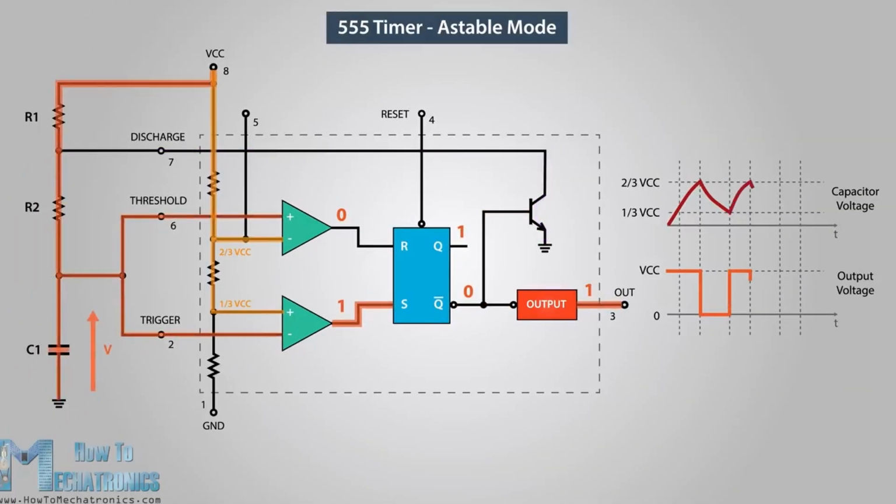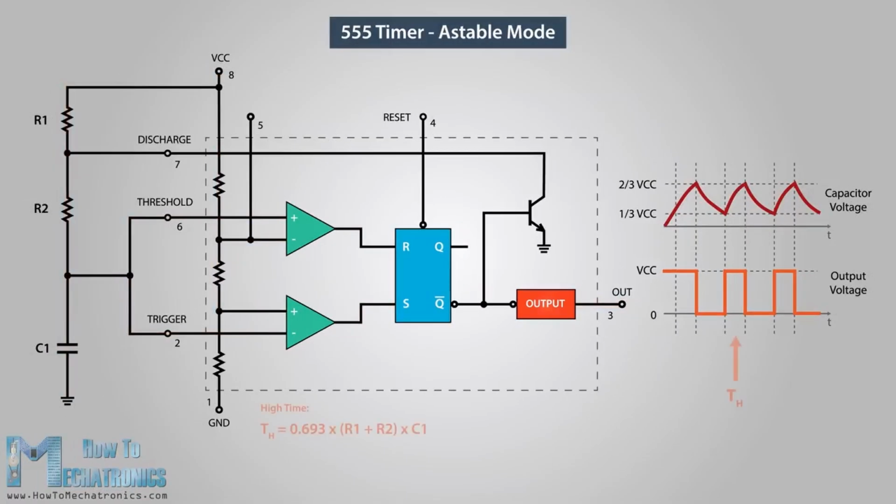So this process of charging and discharging between 2/3 and 1/3 of the supplied voltage will keep running on its own, thus producing a square wave on the 555 timer output. We can calculate the time the output is high and low using the shown formulas. The high time depends on the resistance of both R1 and R2, as well as the capacitance of the capacitor. On the other hand, the low time depends only on the resistance of R2 and the capacitance of the capacitor.